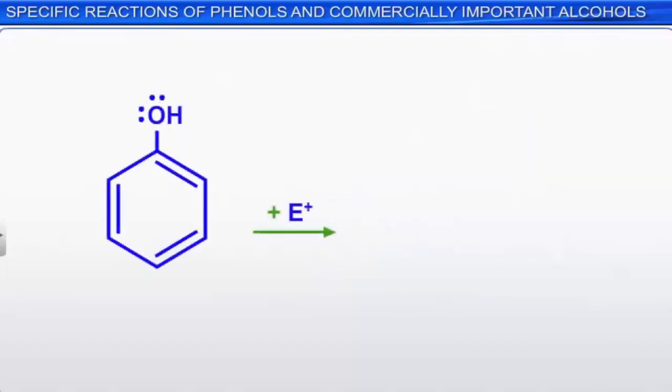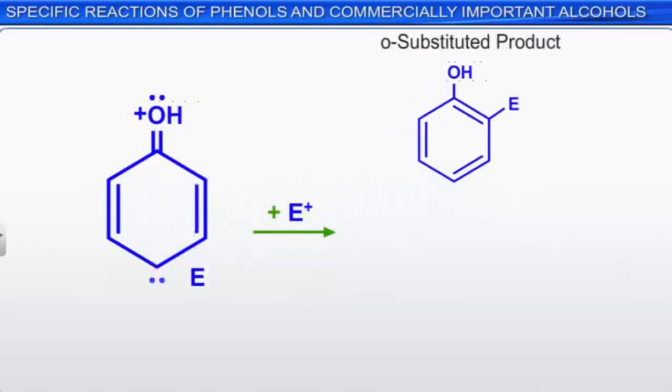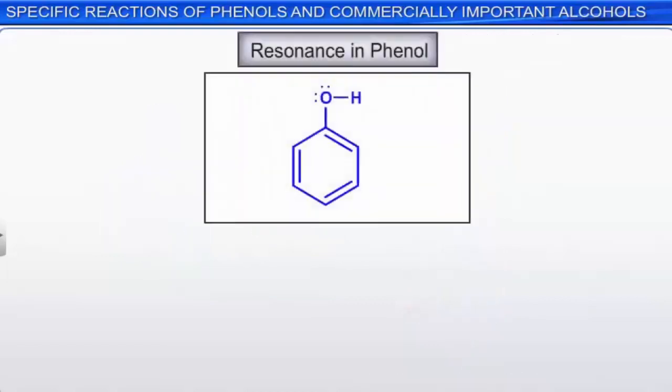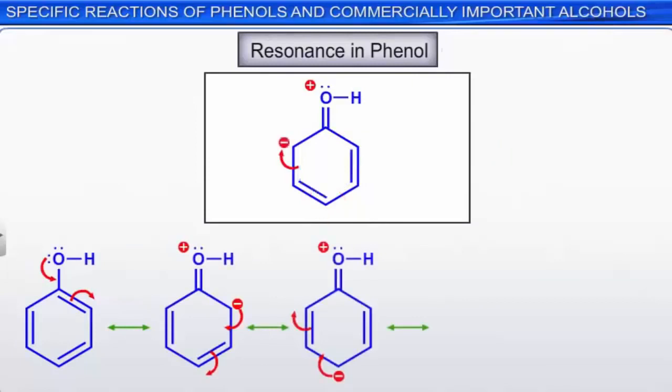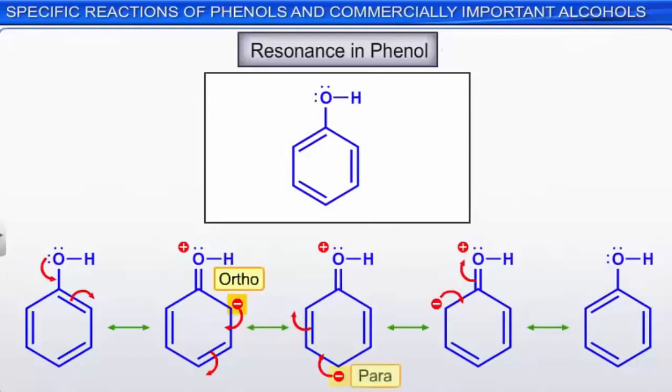The hydroxyl group of phenols tends to direct further substitutions of the aromatic ring to the ortho and para positions, that is, 2 and 4 positions. The hydroxyl group is ortho-para directing because the resonance structures of phenols make the ortho and para positions electron-rich. Notice in the resonance structure shown that the ortho and para positions have extra electron density at those positions.